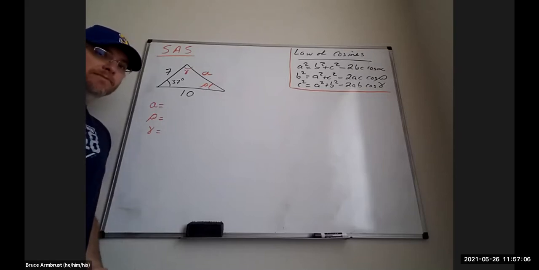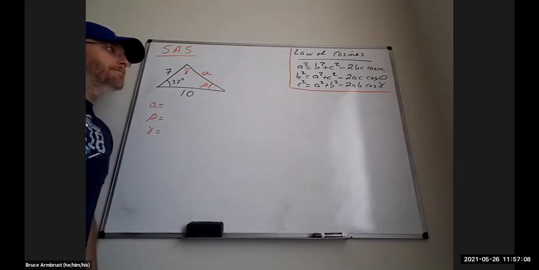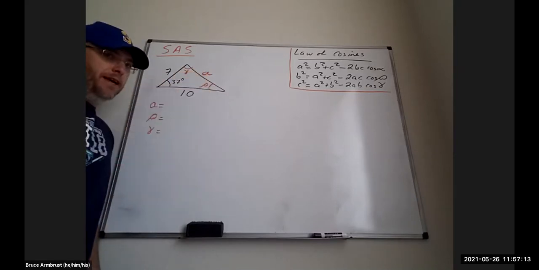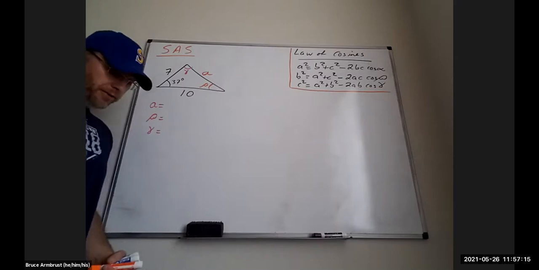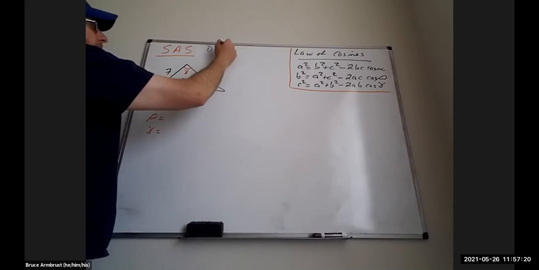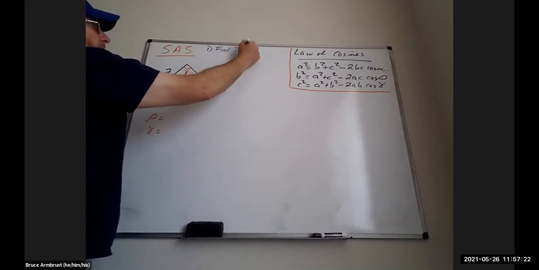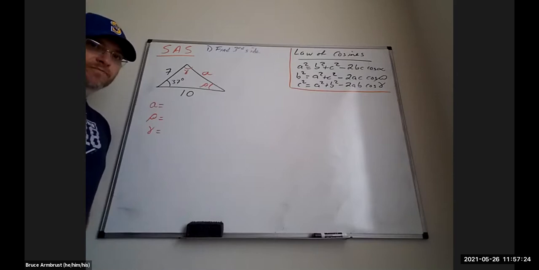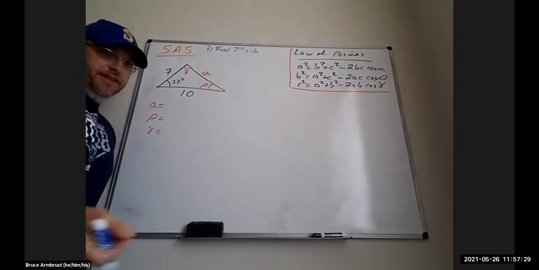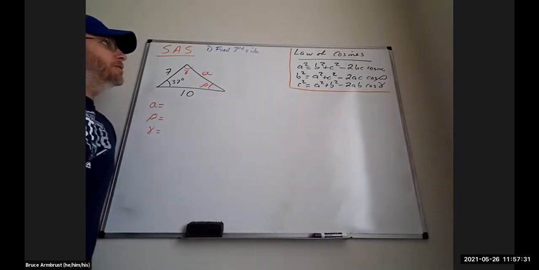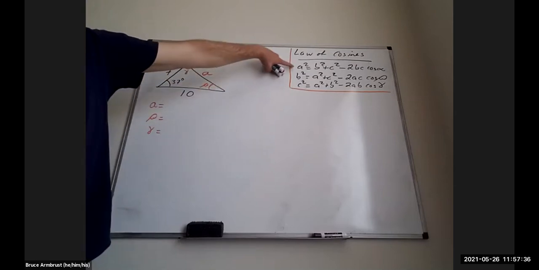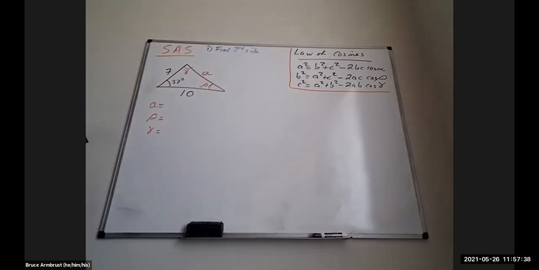All right, so the first step is going to be using the law of cosines to find the third side. When you're in side angle side, find the third side first. This is one of those things where there's not an option, this is the first thing that you do. We're going to find A, which means we're going to use the first form of the law of cosines, the first one that's written there.